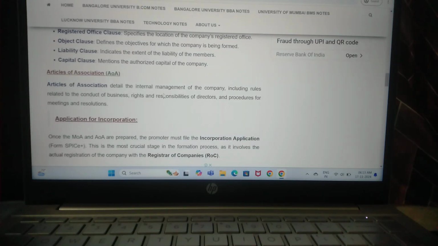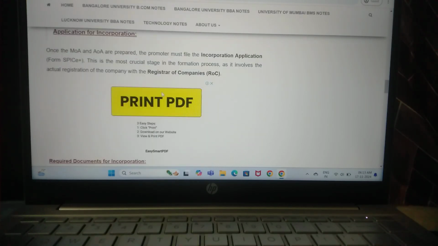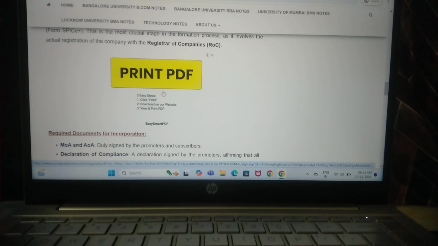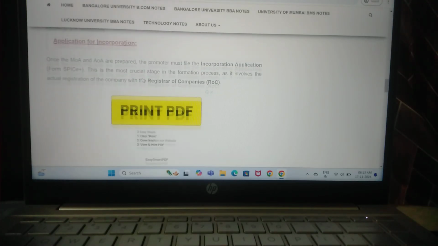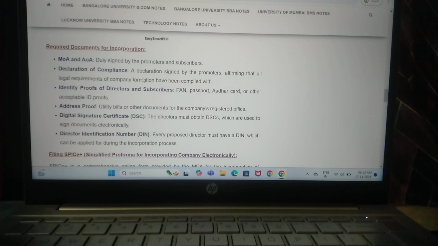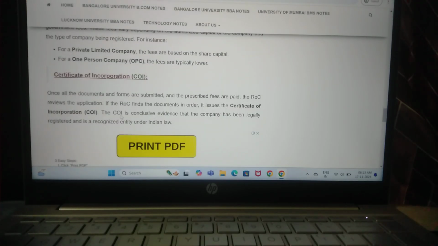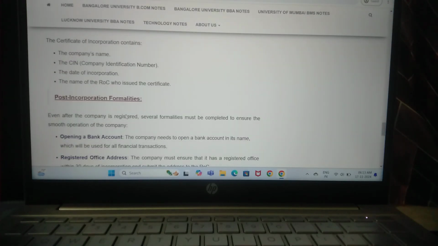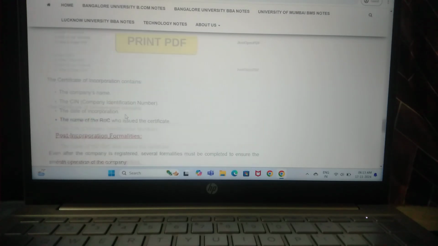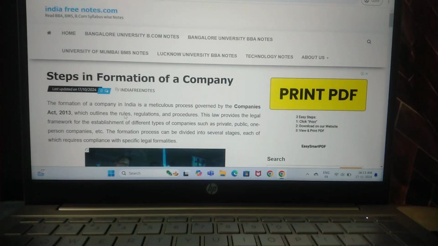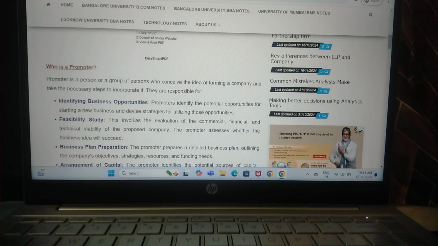Articles of association, meaning, and applications for incorporation. That is the second stage. First one is promotion, second is the incorporation stage. Required documents for incorporation, you can see here: MOA and AOA, declaration of compliance, identity proofs of directors and subscribers, address proof, digital signature certificate, then director identification number, then certificate of incorporation you have to study. You have to study these many steps in formation: promotion, incorporation.